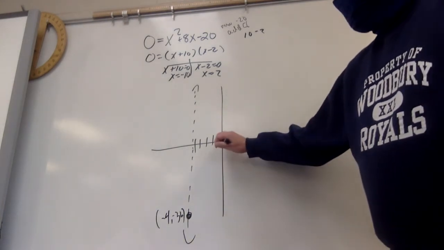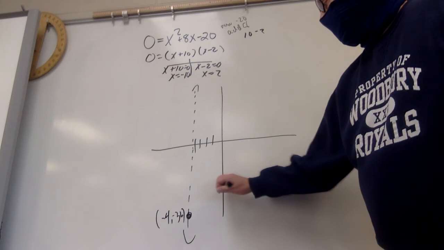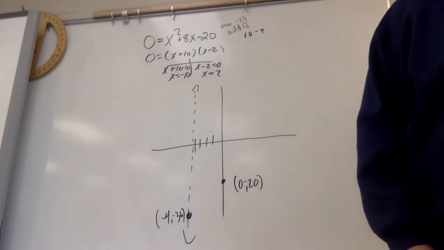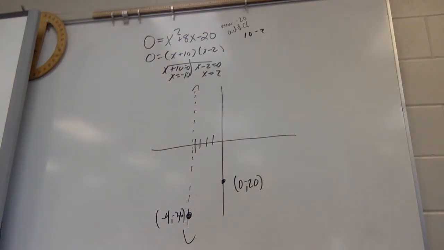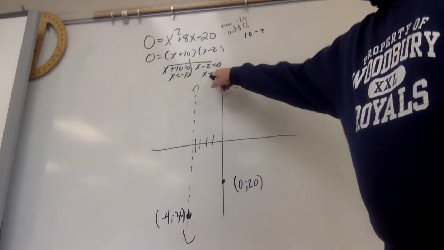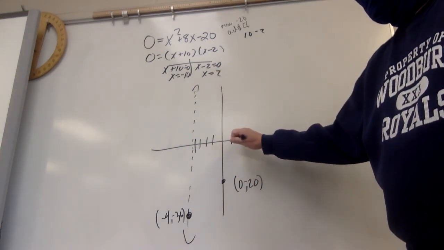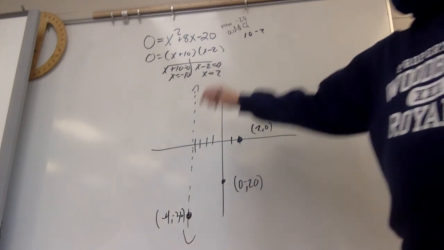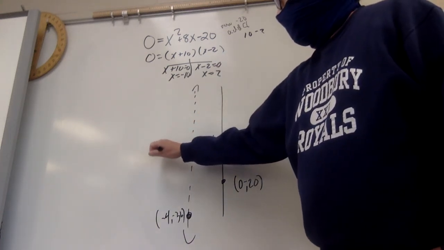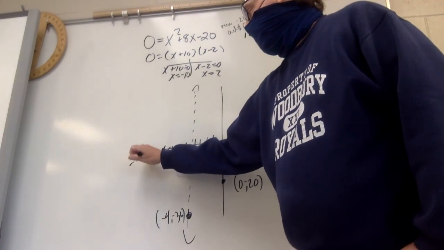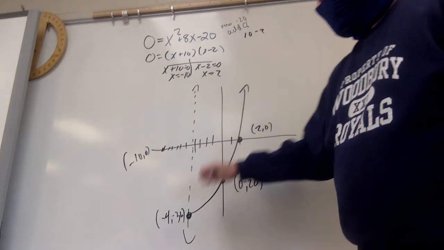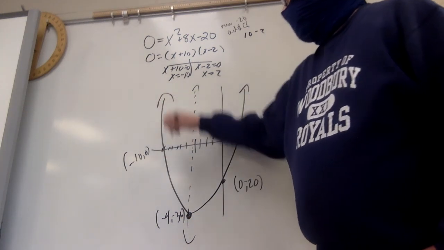Your y-intercept is over 0, down 20. Again, it doesn't have to be perfect. Over 0, down 20. Our zeros, here's a 0 at 2. Over 2 up 0. Here's a 0 at -10. And now, try to make it look okay. And for now, that's good enough.